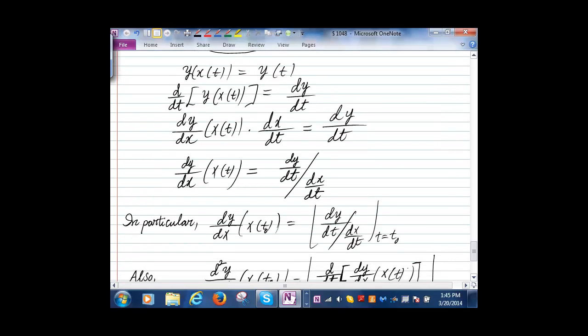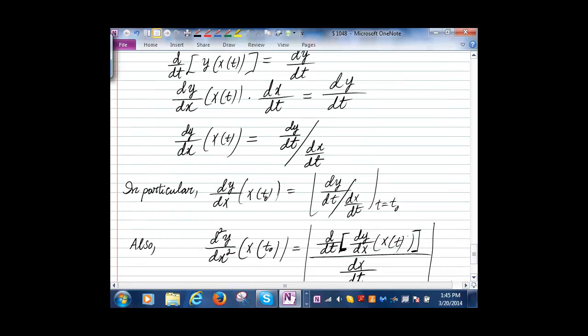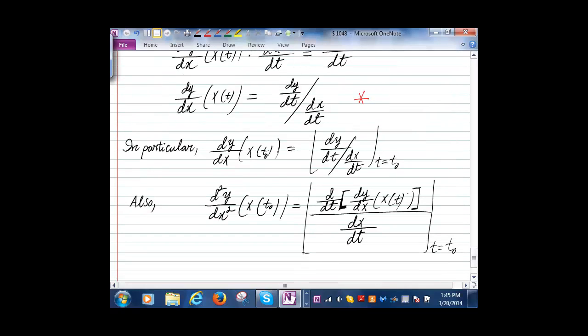All right, so then in particular, I want to know what's the derivative at time t0. So in this equation that I have, all I have to do is replace t by t0, and that's going to give me the derivative of y with respect to x at the point x of t0, and that's going to be given by evaluating this guy at t0 as well. Now how about second derivative?